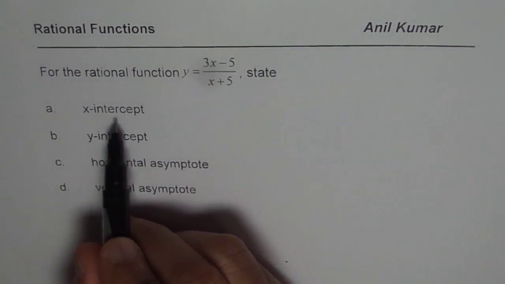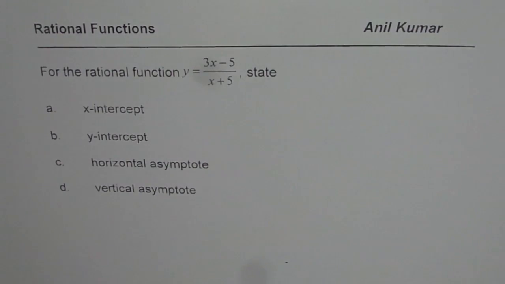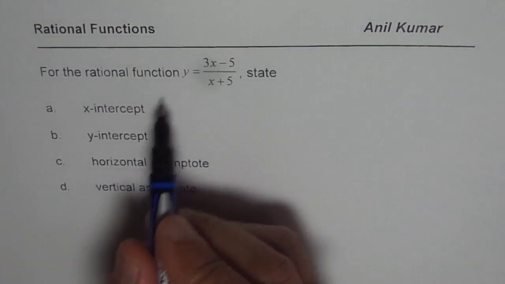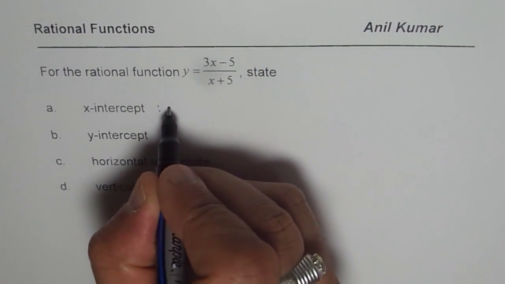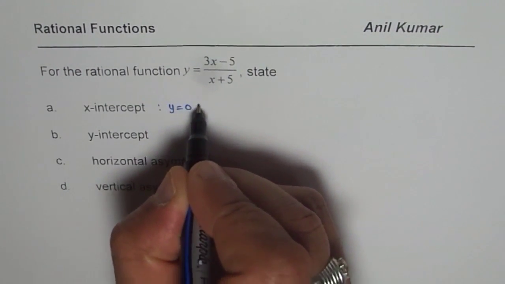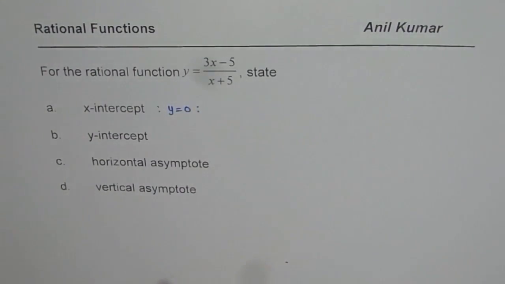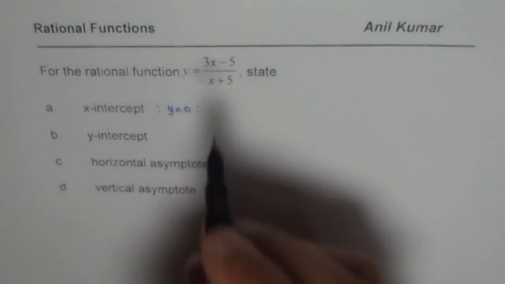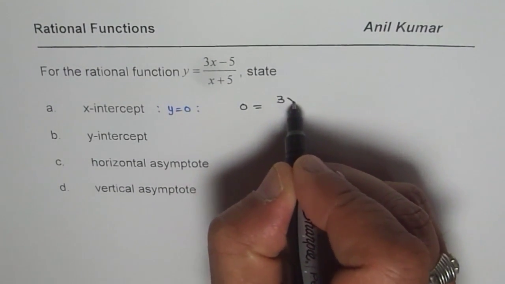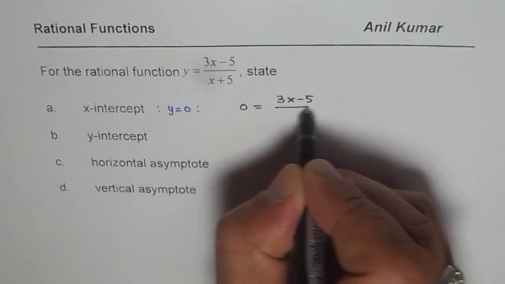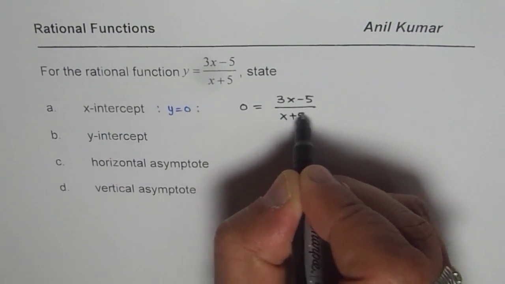Let's begin with x-intercept. Now, what is the meaning of x-intercept? It is a point where the graph crosses the x-axis, and at that point we know that y equals 0. So if I equate y equals 0, I can find the x-intercept. Let me replace y with 0 and rewrite the equation. I get 0 equals 3x minus 5 over x plus 5.